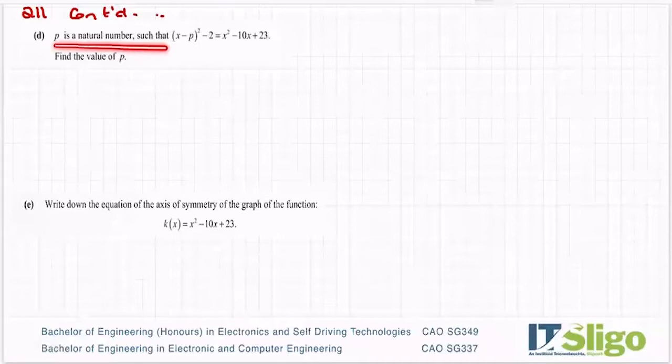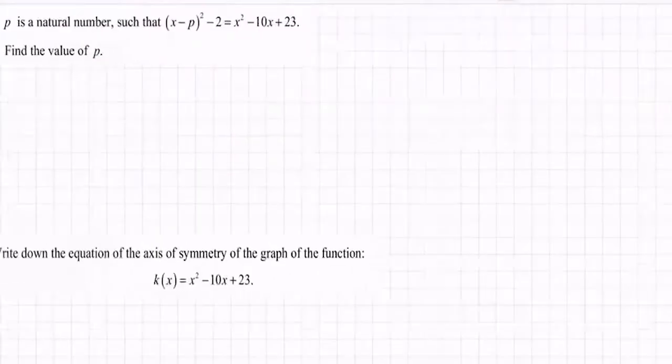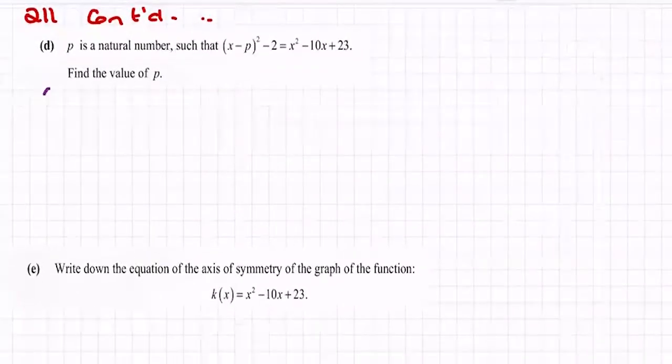P is a natural number such that x minus p all squared minus 2 equals x squared minus 10x plus 23. Find the value of p. Right, so how would you do something like this? Well, what you do is you take your x minus p squared minus 2 and you work it out.